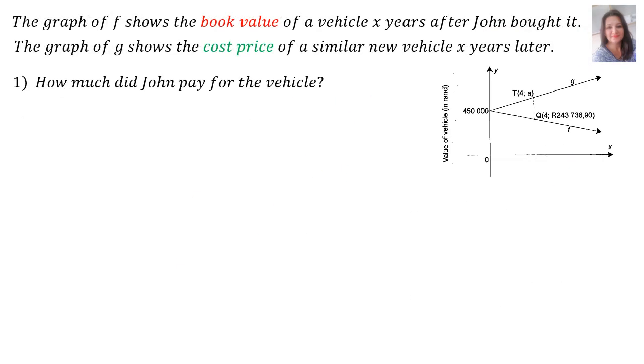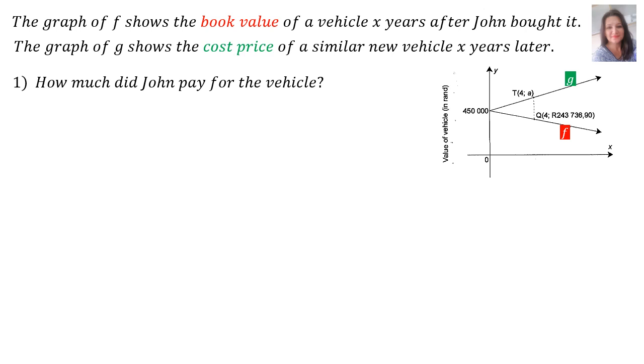Example 2. The graph of F shows the book value of a vehicle X years after John bought it. The graph of G shows the cost price of a similar new vehicle X years later. Question 1. How much did John pay for the vehicle?